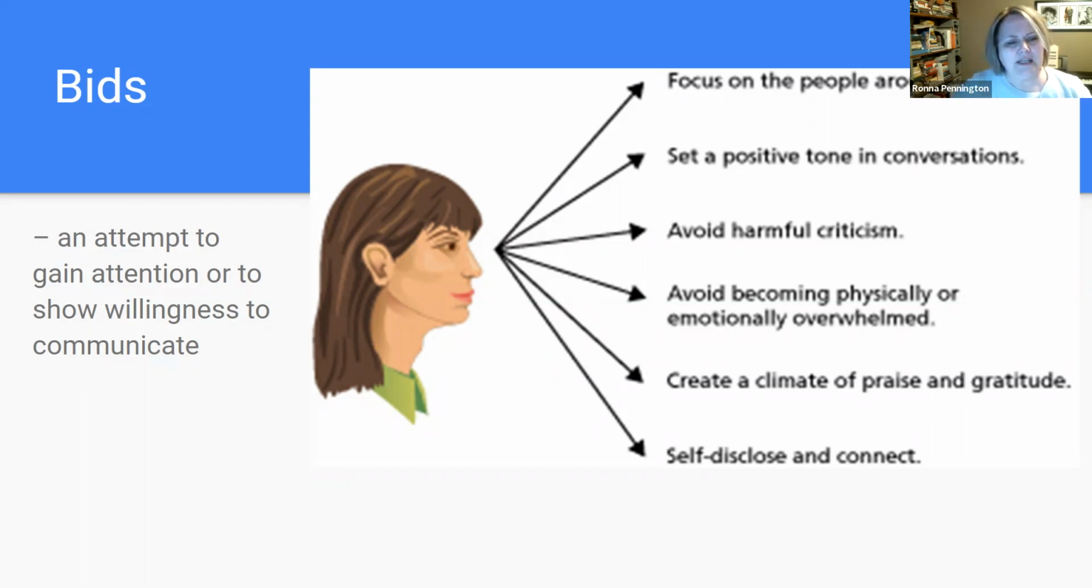Also, leaning towards someone or even pointing at someone could be a bid. So if you want to open the opportunity to have more bids, focus on the people around you instead of yourself. Let people know that you're interested in talking about them and set a positive tone in those conversations. Avoid being negative and harmful criticism, because remember, you don't know who these people are necessarily.